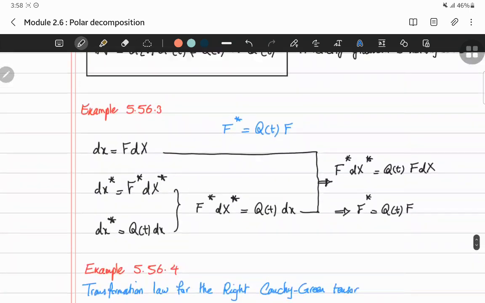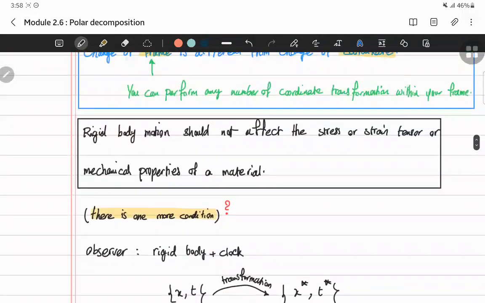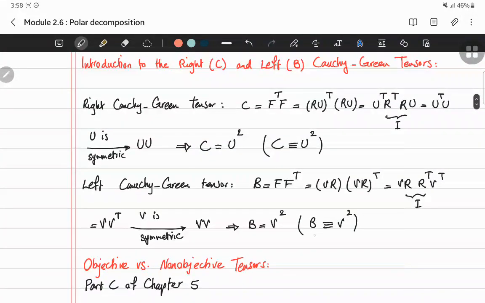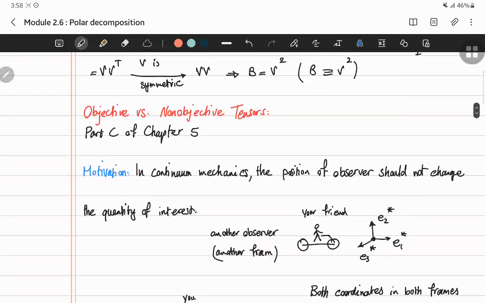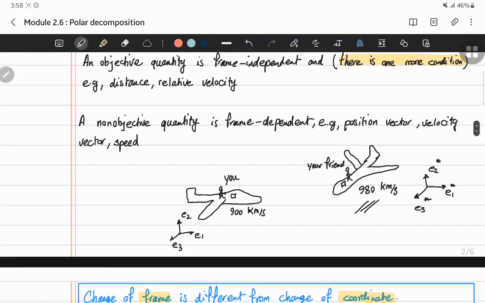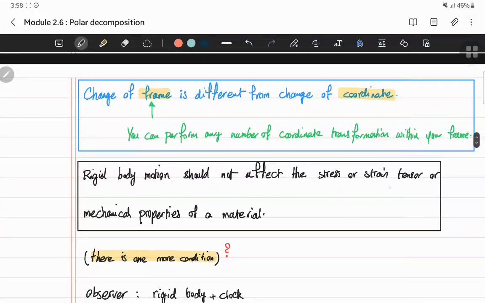And that's the reason behind our statement here that we use B as the proper tensor in our calculations, because we want quantities that are observer or frame independent, because in continuum mechanics the stress and strain tensors, or the mechanical properties, shouldn't change with respect to the observer, or for example, by the effect of rigid body motion. They have to be the same.